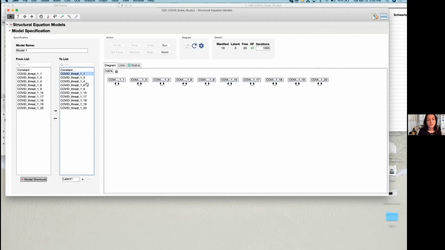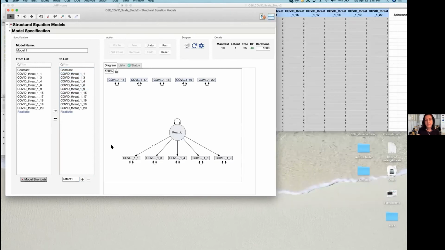Now, the first 5 variables here, again, I'm familiar with the data, so I know that those happen to be the answers to the questions related to realistic threats. So here, in order to add a latent variable, I've selected those variables, and I'm just going to customize the name of the latent variable down here. So I'm going to call that realistic for realistic threats, and I'm going to add the latent variable.